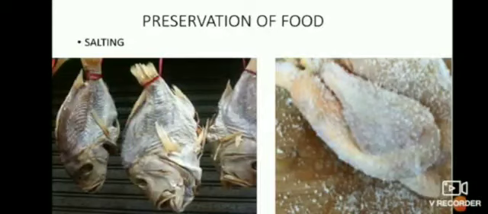We can preserve food by different methods like you're seeing here, salting. See here, a fish is salted and then dried, and meat also is salted and dried. Next we go for another preservation method. There is drying. Here peppers and red chilies are dried, and then grapes are also dried like this. So it's also a preservation method. Next is canning.